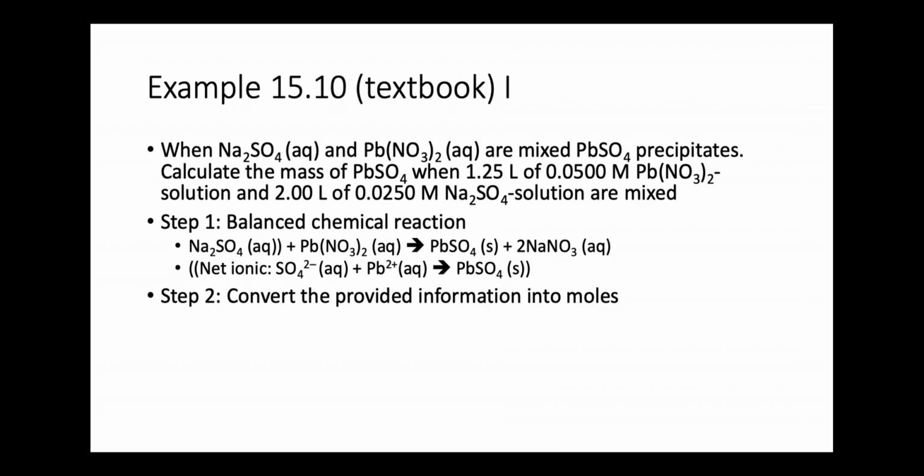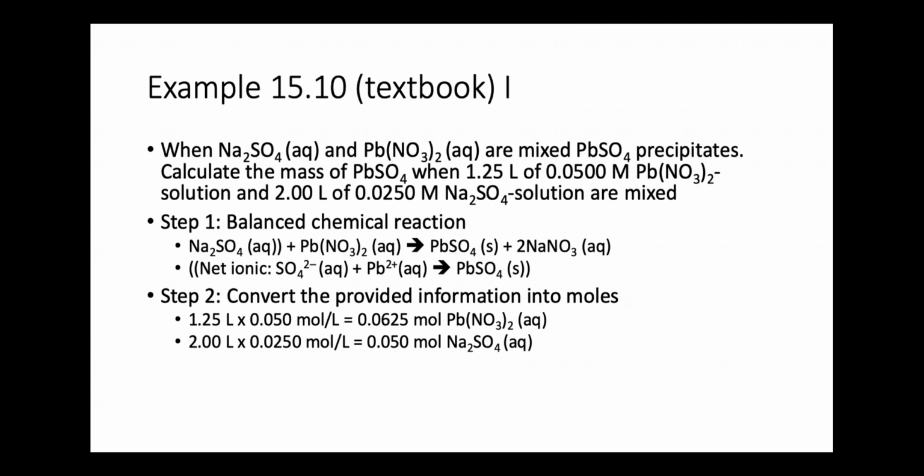Second step is convert the provided information into moles. So what do we have? We have 1.25 liters of 0.05 M and 2 liters of 0.025 M. So based on these, we can calculate the number of moles. First for lead nitrate. I have 1.25 liters times 0.05 moles per liter gives me 0.0625 moles of lead(II) nitrate. The other one, for sodium sulfate, I have 2 liters with a concentration of 0.0250 moles per liter. Gives me 0.05 moles of Na2SO4.